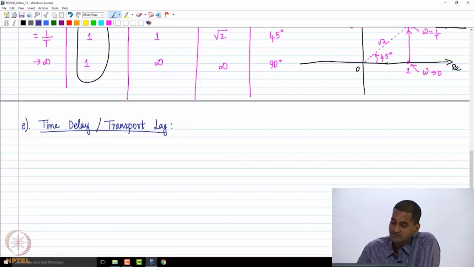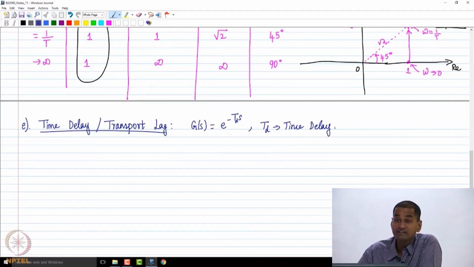So what is the transfer function of a time delay? e raised to the power minus T_D s. Of course T_D s, right? So what did I put? T subscript D for the time delay. T subscript D was the time delay. So this is the transfer function of the time delay. How did we get it?